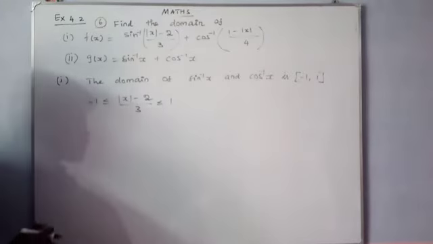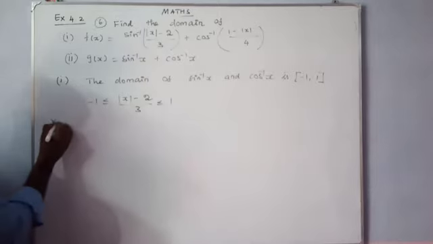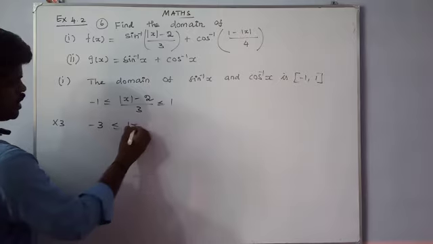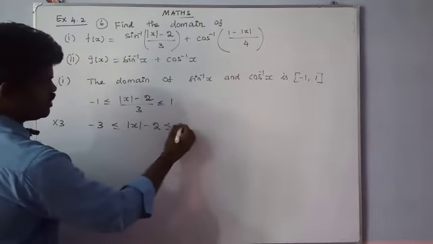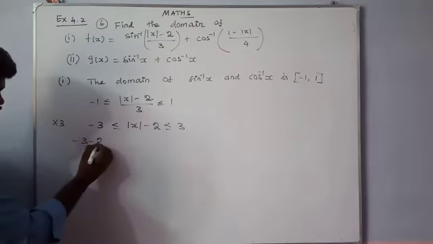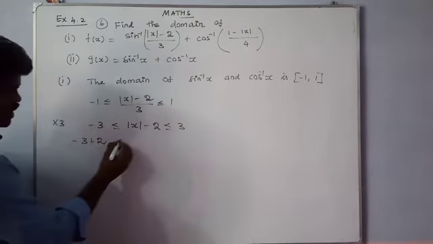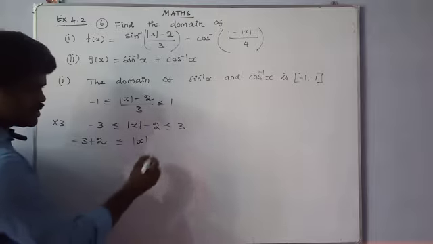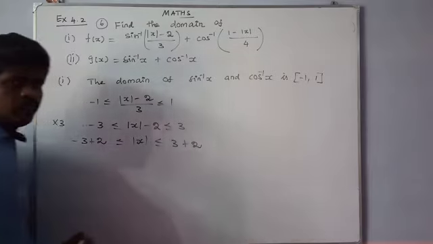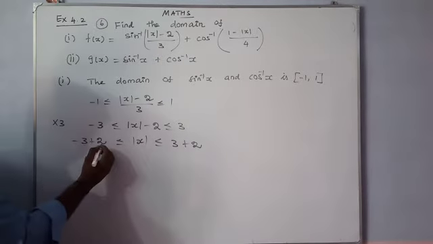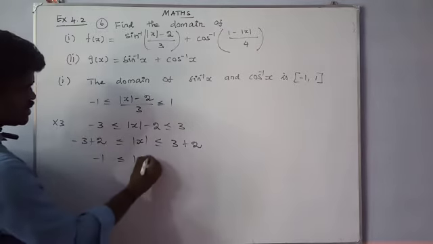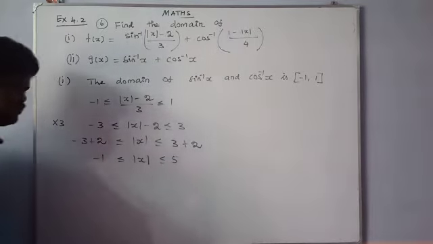Multiply by 3 on all sides. Here minus 3 less than or equal to modulus x minus 2 less than or equal to plus 3. And take minus 2 to this side. Minus 3 plus 2 is minus 1, less than or equal to modulus x less than or equal to 3 plus 2, which is 5. So minus 1 less than or equal to modulus x less than or equal to 5.